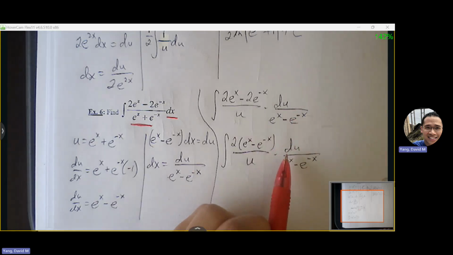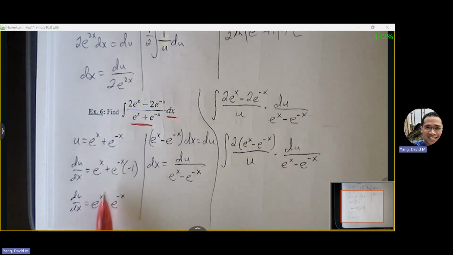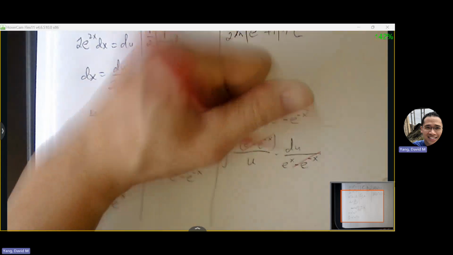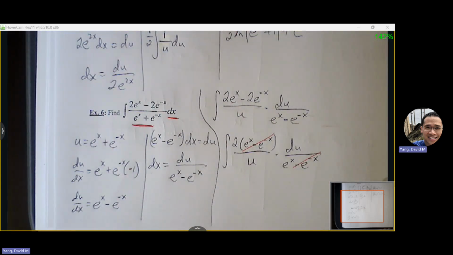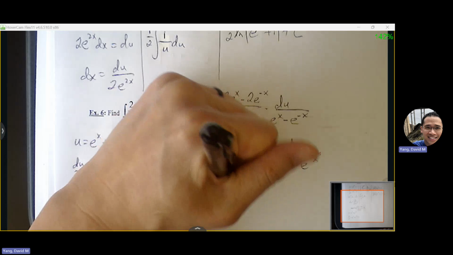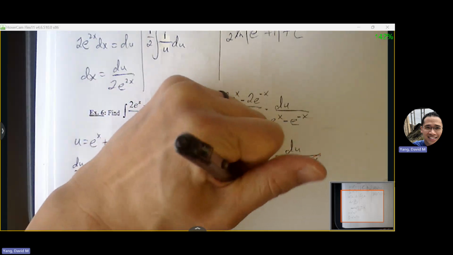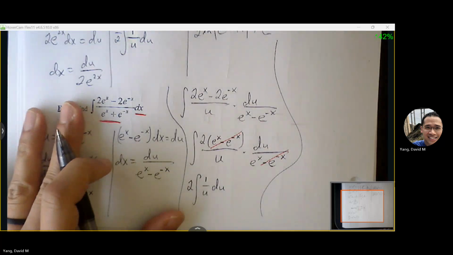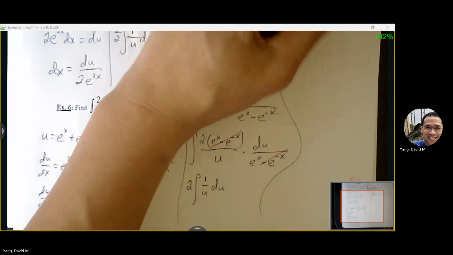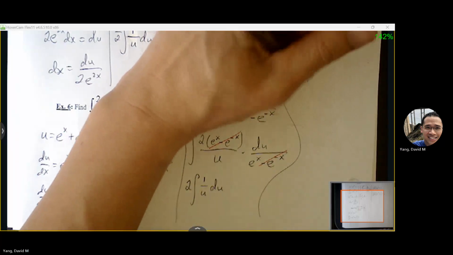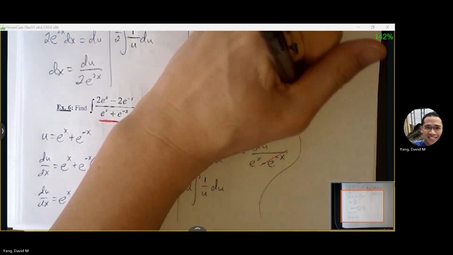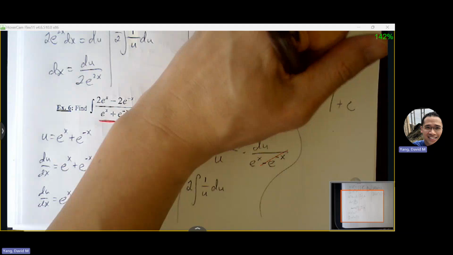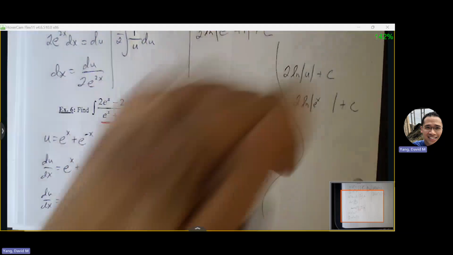So the derivative did change that plus to a minus, and that's how we can be certain that we can get those to pair up nicely. There's a 2 left over, so 2 is in the numerator. We're left with 1 over u du. So natural log. Our u value is e to the x plus e to the negative x.